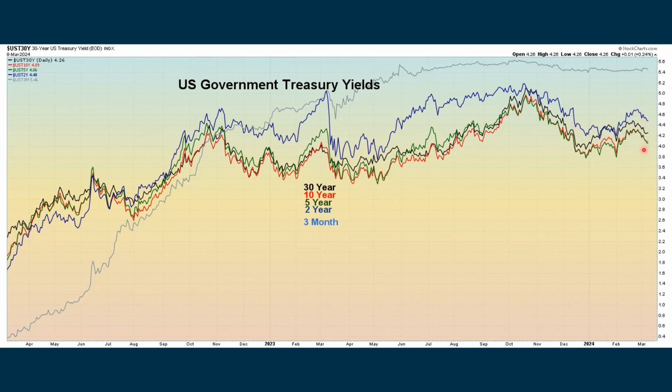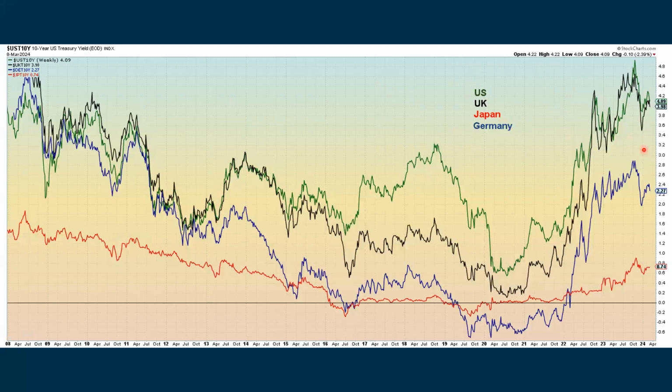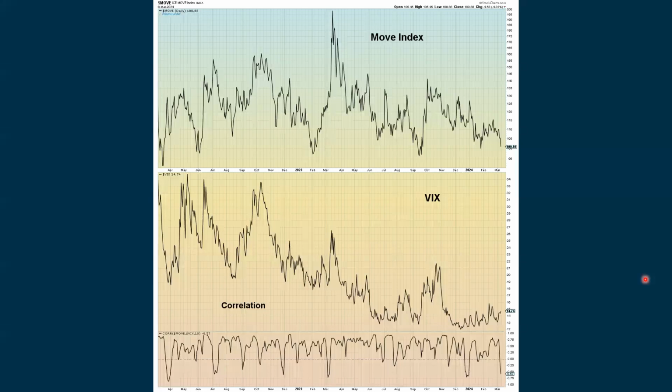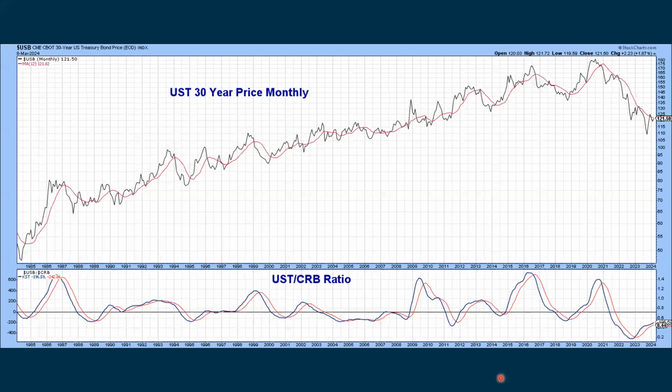This is a weekly chart looking internationally, where we have the US, UK, and German rates, which did decline this past week. The red line is Japan, and they were flat on the week. We look at the MOVE index, which tries to measure the volatility of bonds. We look at the VIX, which measures the volatility of stocks, and their correlation is not really there, in fact, they're having a tendency to go in opposite directions right now, as the market is adjusting to what it thinks the Fed's going to do with interest rates.